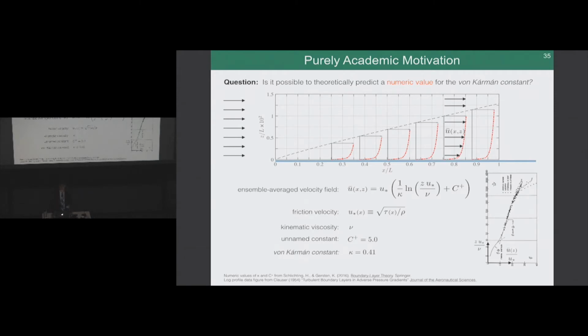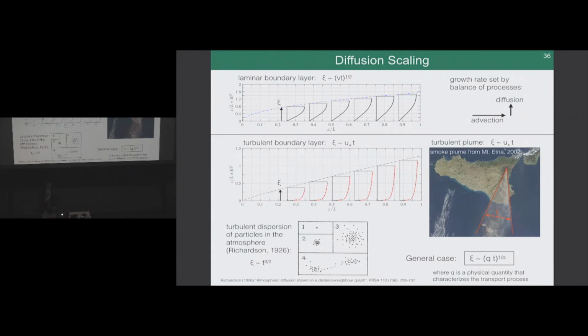So we want to see, is there a way we can predict this universal curve from theory, from scratch, from our heads? So we're going to use kinetic theory to do that. And the starting point we're going to take is this idea of diffusion. In this case, momentum is diffusing away from the wall, and it's diffusing at a certain rate.